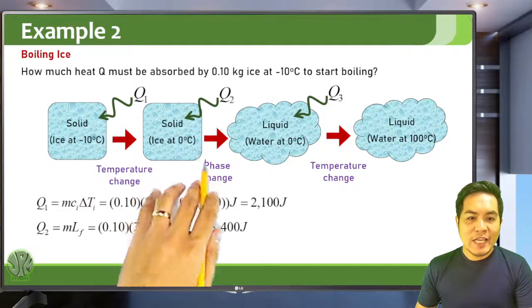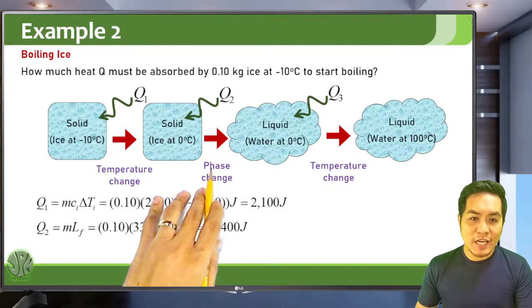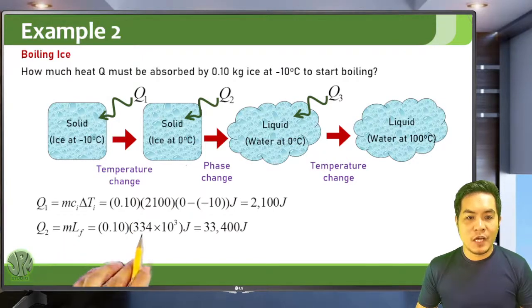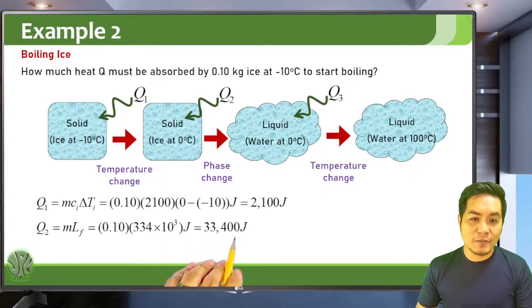So Q2 is a phase change. It's a fusion from solid to liquid. So you use the positive mL formula because this is absorbing heat. So you will get a value of 33,400 joules.